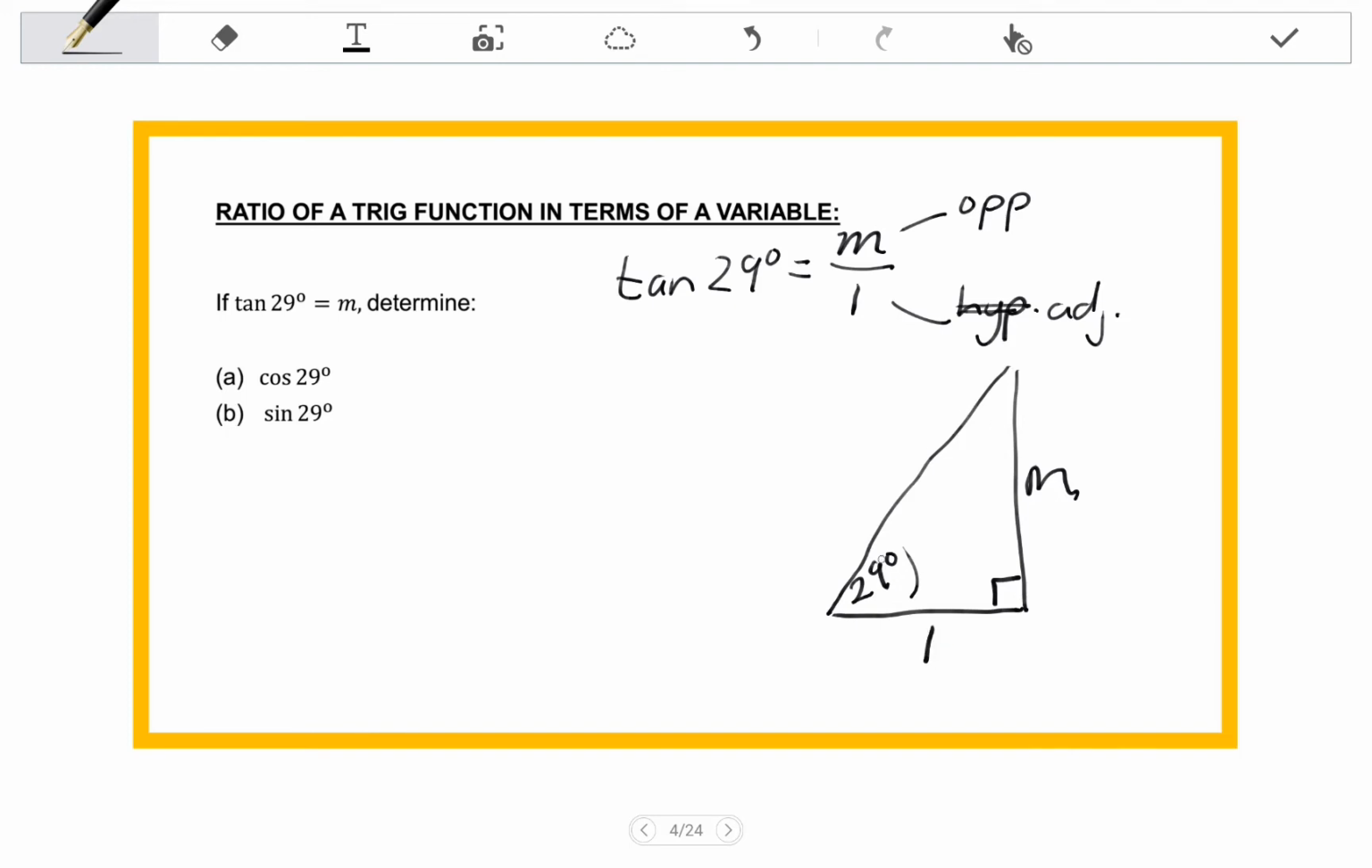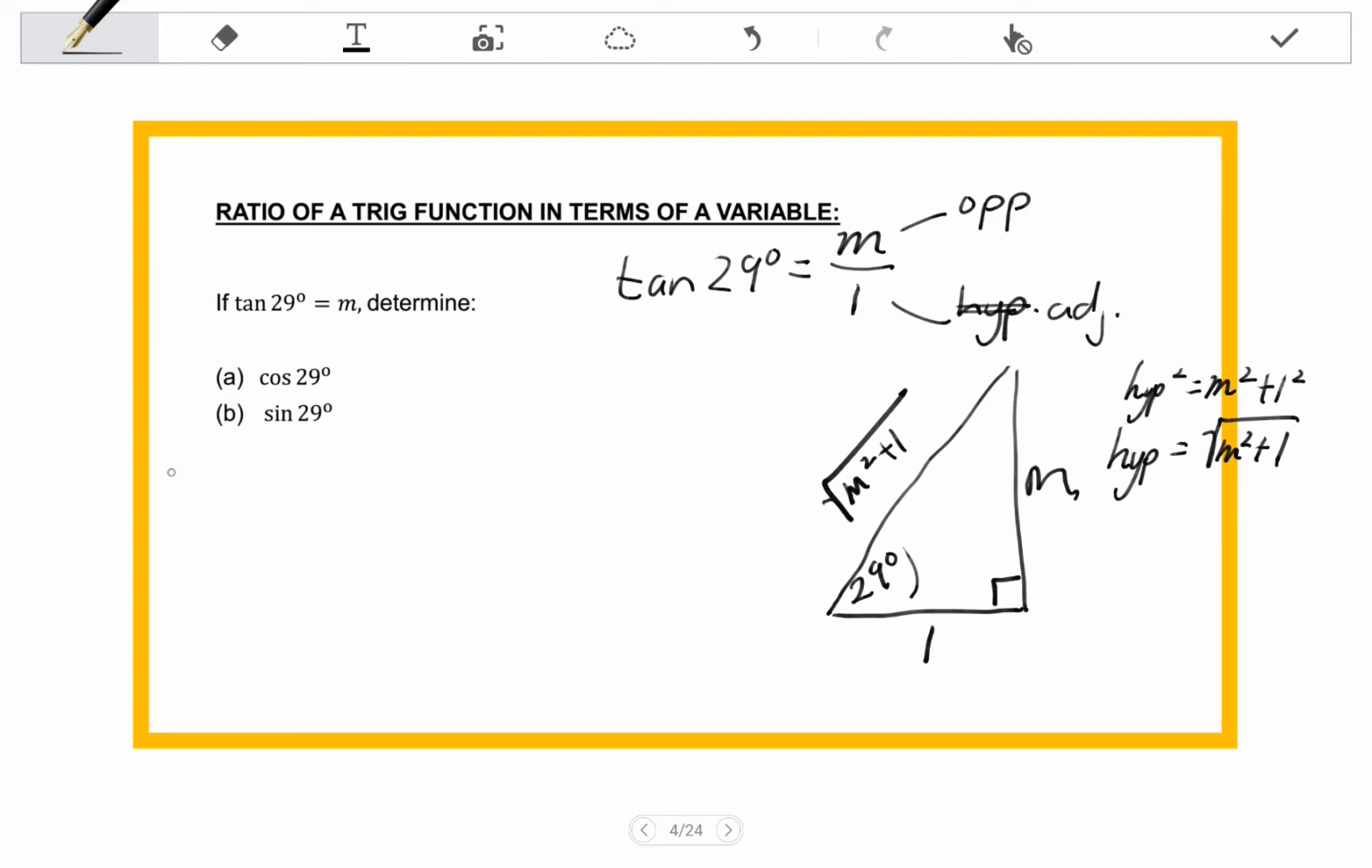Now I can find the hypotenuse using Pythagoras. So Pythagoras says that the hypotenuse squared is equal to the sum of the squares of the other two sides. So that is m squared plus 1 squared, which is 1. Okay, so to find the hypotenuse, I square root, and that gives me the square root of m squared plus 1 squared, which is just 1. So the length here is the square root of m squared plus 1.